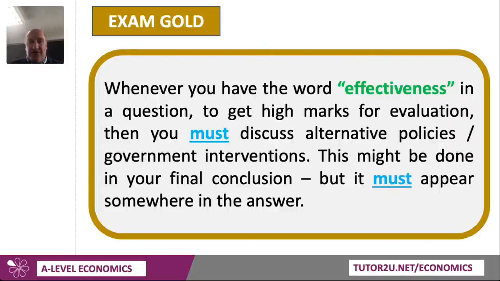If you get a question about the effectiveness of policy, and that could be monetary or fiscal or supply side or all of them, to get high marks for evaluation, you must discuss at least one alternative policy or another alternative intervention. That doesn't have to be in every paragraph, but somewhere in the answer, there must be some alternative discussed. It could be in your final conclusion, but it must appear somewhere in the answer. On Monday, questions on effectiveness, think, I've got to mention alternatives. Okay. Second, final point, bit of exam gold, is the following.